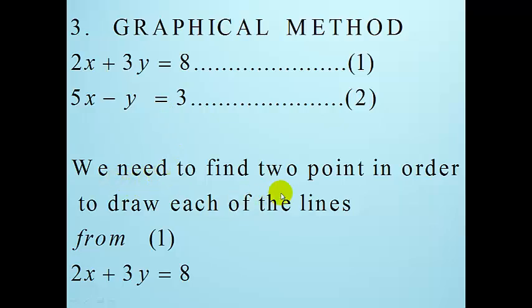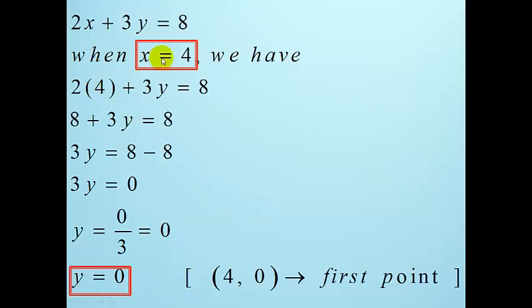Now we need to find 2 points in order to draw each of the lines. So let's consider the equations one by one. Now we consider the equation 1. From equation 1, we have 2x plus 3y equals 8. So when x equals 4, you can take any value you want, but make sure you choose a reasonable value so that you can have it on the graph. When x equals 4, it means that wherever you see x, you substitute it by 4. So we have 2 times 4 plus 3y equals 8.